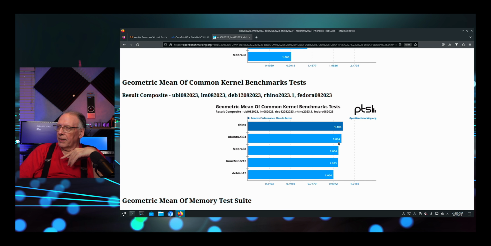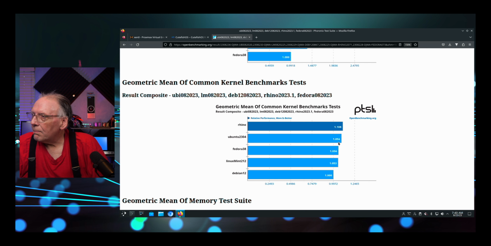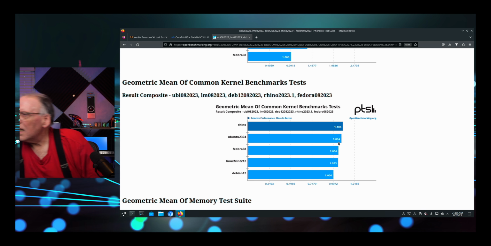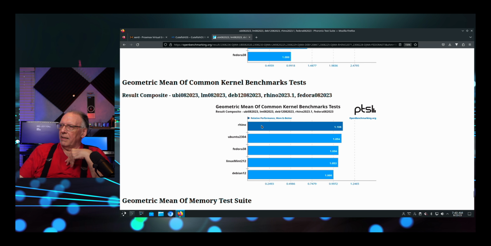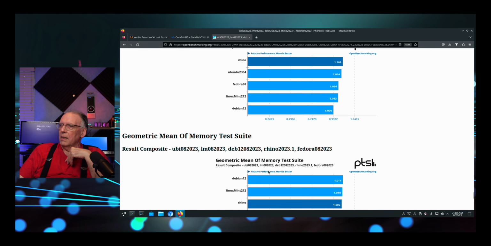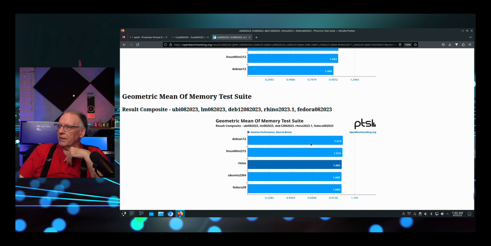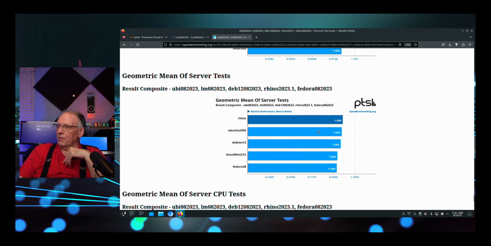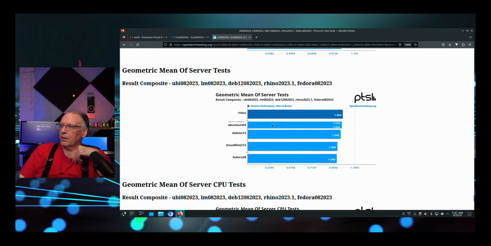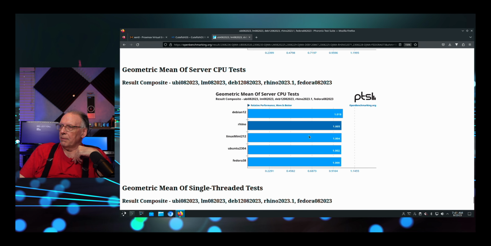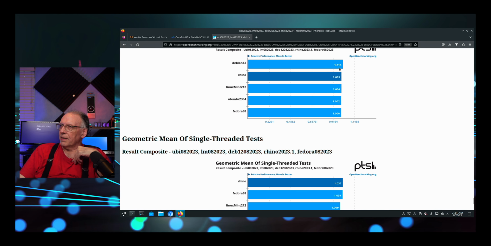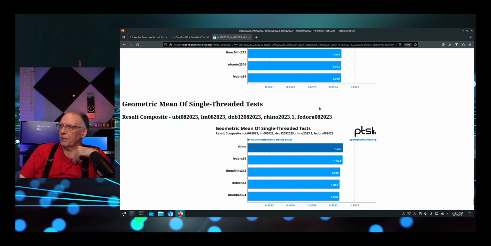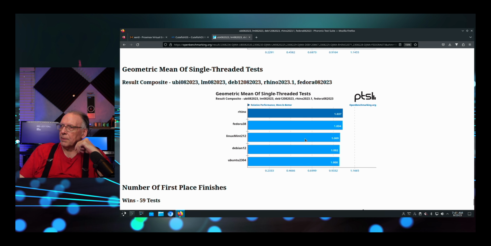So you can see here that we have about an 11% lead by Rhino over Debian. So yeah, it's pretty good. This one is about a 1.4% lead, so not very much. That probably would be in the noise. This one would be in the noise. This is the server tests, server CPU tests. Not much difference here, about a 1% difference between the top and the bottom performer.